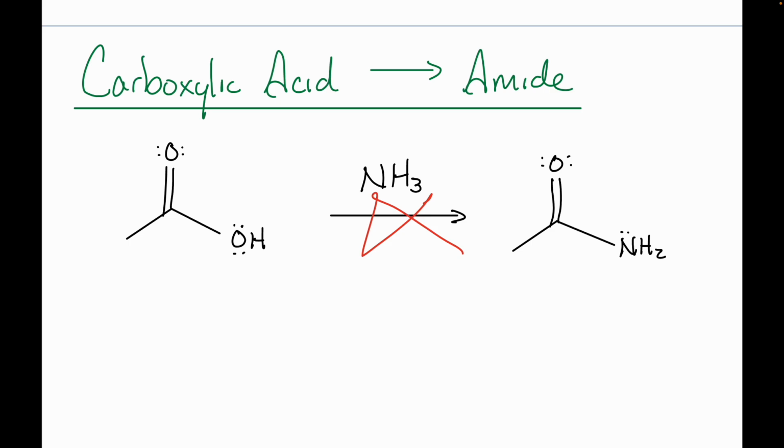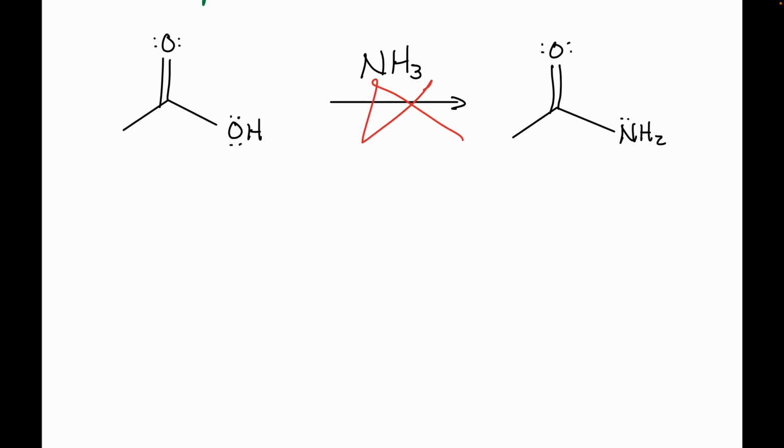Okay, so let's think about why this is. Let's take our carboxylic acid and let's mix it with ammonia. In order for our conversions of carboxylic acid derivatives to occur, our ammonia has to play the role of a nucleophile and attack that electrophilic carbonyl carbon. And ammonia is a good nucleophile, right?